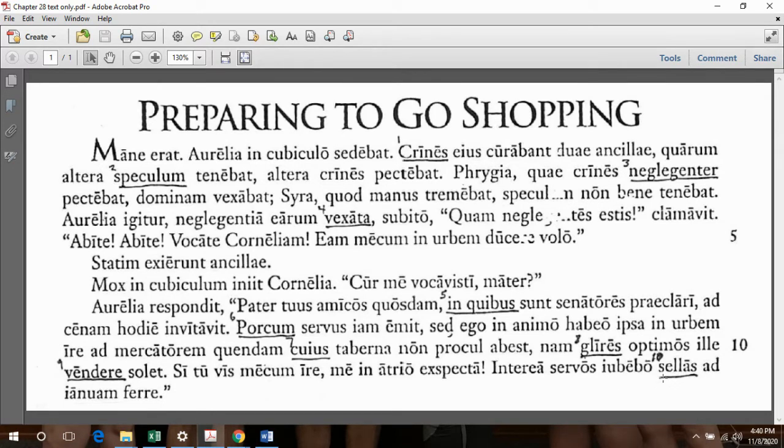Meanwhile, interea, ubi vocabo. Here it is future, I will call. I will order the slaves, ferre, from fero, ferre, tuli, latus, to bring the sellas, the sedan chairs, ad ianuam, to the door. Sedan chairs are kind of like litters, but they are individual chairs that are carried along by slaves, and this is going to be the mode of transportation with which Aurelia and Cornelia are going to be going to the market in Rome to do a little bit of shopping.